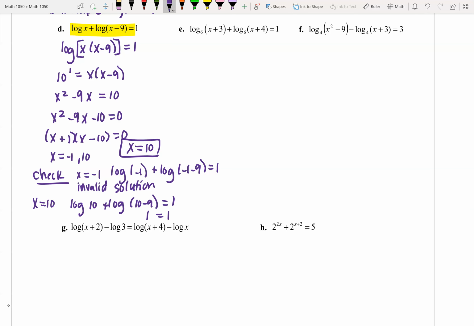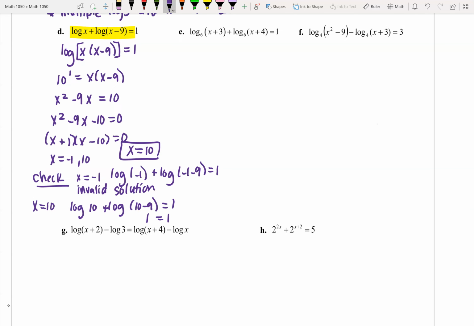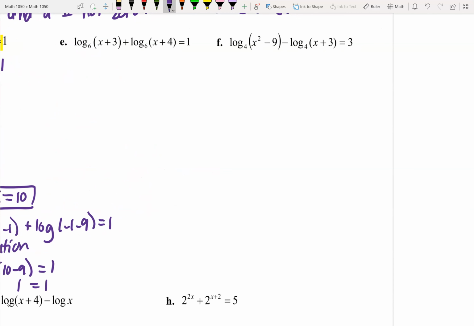Okay, who says I'm good? Let me see. Who says I feel like I understand this? Okay, good. Okay, question E. 2 logs and a number that's not a 0. Condense and convert. So everybody go log base 6 of x plus 3 by x plus 4 is equal to 1. Now I'm going to convert it. So it's 6 to the first is, I could write x plus 3 times x plus 4.